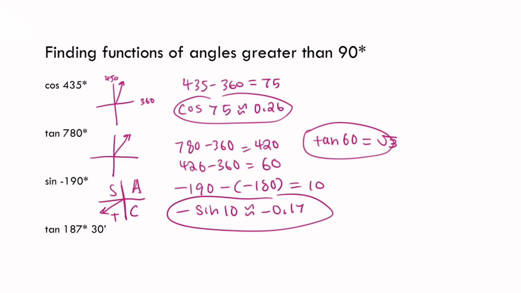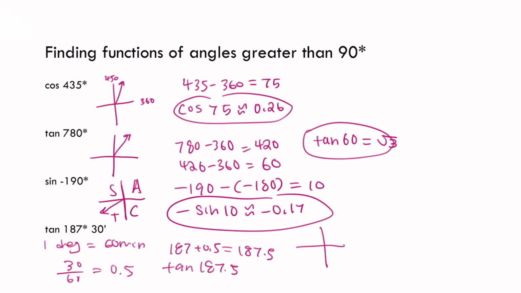To find the tangent of 187 degrees and 30 minutes, we know that in 1 degree there is 60 minutes, right? So we can just do 30 over 60, which is equal to 0.5. So 187 plus 0.5 is equal to 187.5. Now all we need to do is just to find the tangent of 187.5. This angle is somewhere in the third quadrant, so we know that's going to be positive. And to find the reference angle, we can just do 187.5 minus 180, and we get 7.5. So the tangent of 7.5 is approximately 0.13.